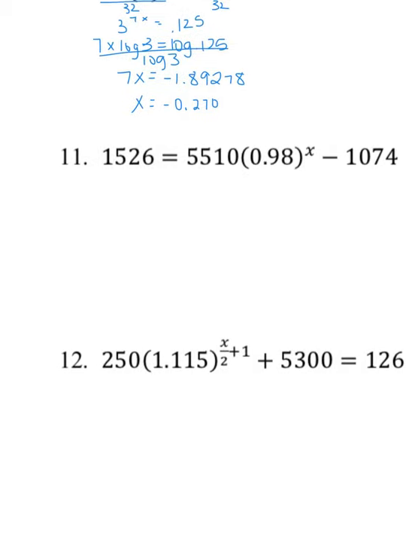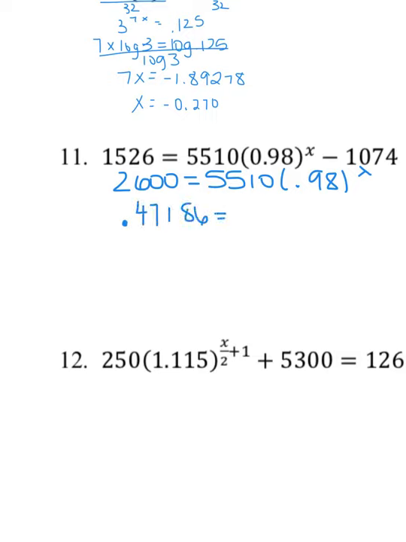First, you are going to add over the 1074 and then divide by 1510. So first, after I add over the 1074, I'm at 2600 equals 5510 times 0.98 raised to the x. I divide by 5510. I write out 5 decimals. So now I have 0.47186 equals 0.98 raised to the x.